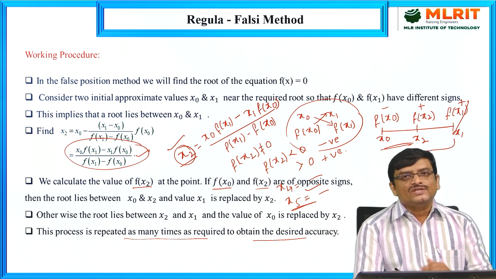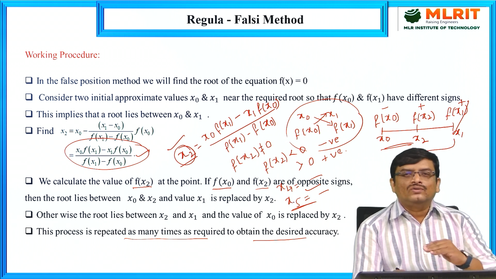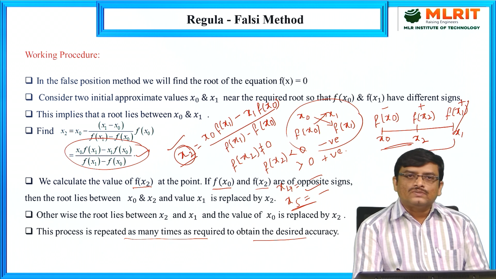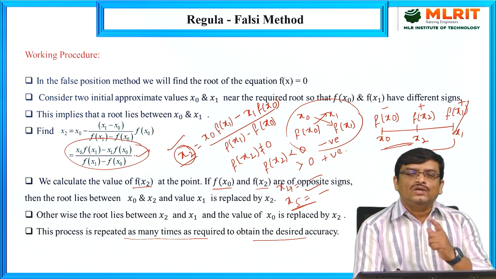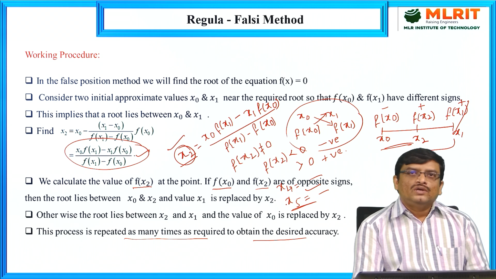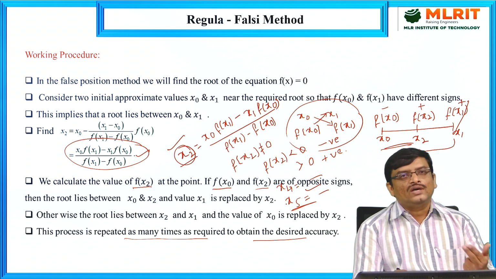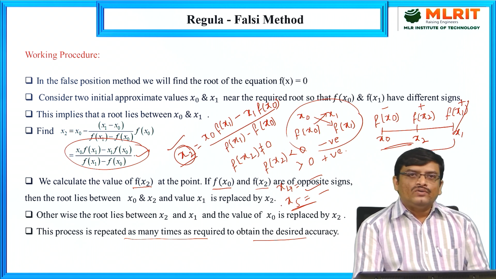Then we can stop the problem and conclude that the desired accuracy is obtained, and whatever x value we got in the final approximation, we can consider that value as the root of this equation. So this is our procedure in the Regula Falsi method. Now we will take an example, follow this procedure, and see how to get the required root for the given equation.